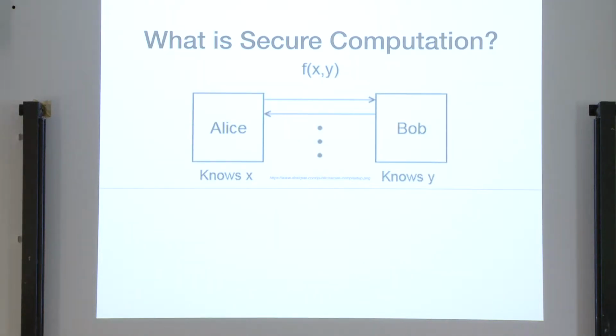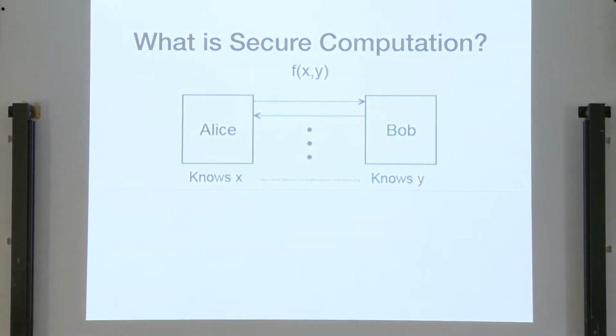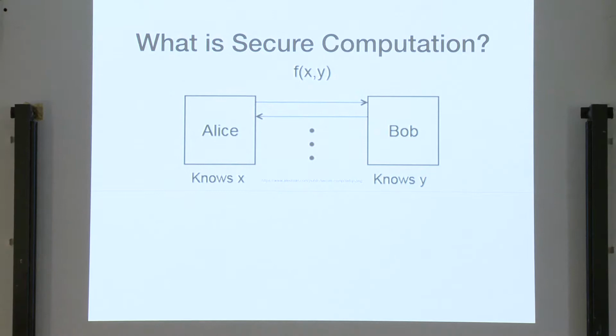So what is secure computation? This is a diagram of a two-party computation protocol where Alice knows some data point or variable X and Bob knows some variable Y. And they want to perform this function F. If you see right at the very top where the arrows are, they want to perform some function F with those two inputs X and Y without revealing any of the information on that.